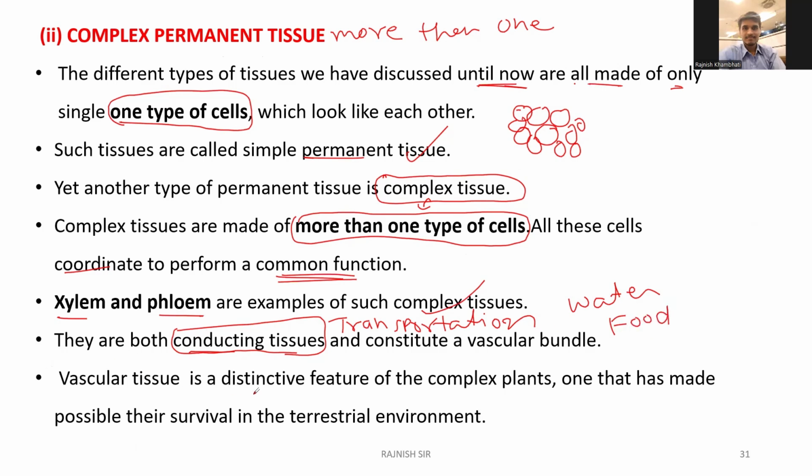Vascular tissue is a distinctive feature of the complex plant. In the complex plant, or higher plant, only they possess the vascular bundle. The lower plants do not possess vascular bundle. This has made possible their survival in the terrestrial environment. These plants can survive under all conditions, like high water, low water, etc., because xylem and phloem are present inside them.